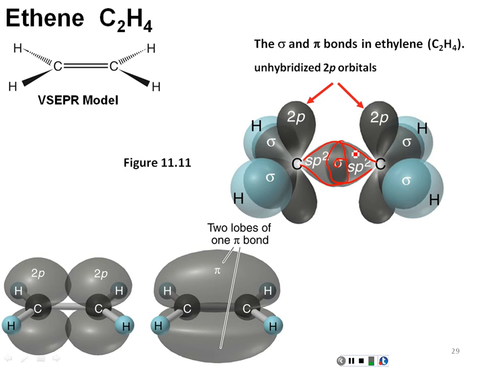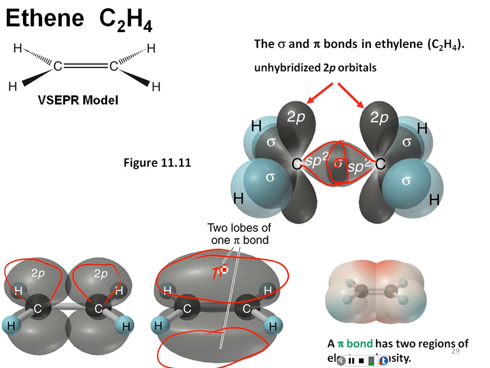And that's shown down here on the left. We see the 2 2p orbitals, and when they interact to form an overlap, you get something that looks like this, and that we label as a pi bond. And a pi bond has 2 regions of electron density. One's above the bond axis and one's below the bond axis. So it has very little electron density in the bond axis, but above and below the bond axis is where the electron density is in a pi bond.